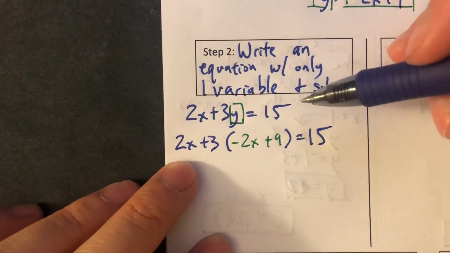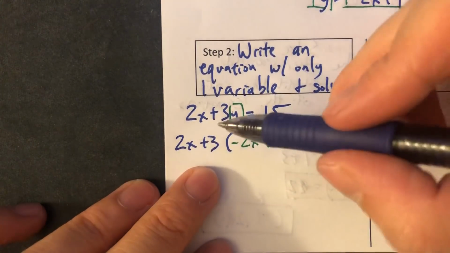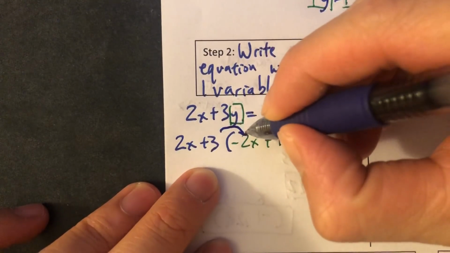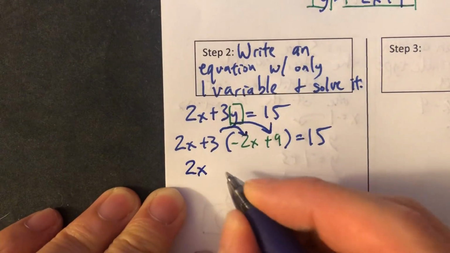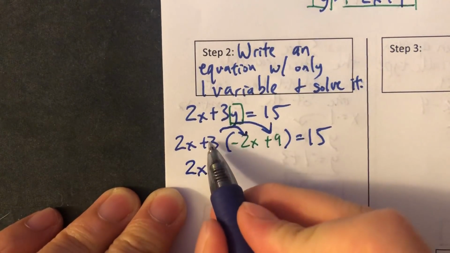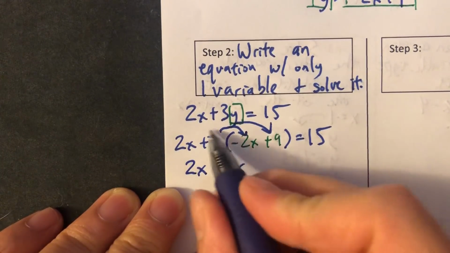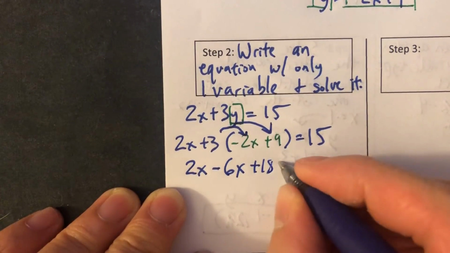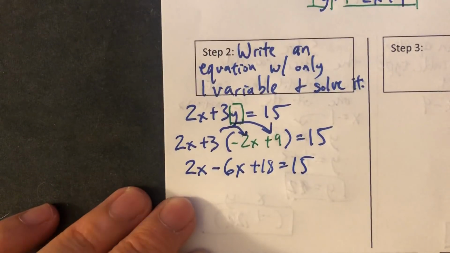So this is going to be quite a heavy math solving problem. I'm going to go ahead, I see a 3 and I see a parentheses. I'm going to go ahead and distribute this 3 in. So I will have 2x on the outside plus or minus 3 times negative 2 gives me negative 6x. 3 times positive 9 gives me plus 18 is equal to 15. Ooh, the distributive property. Haven't done that one in a while.